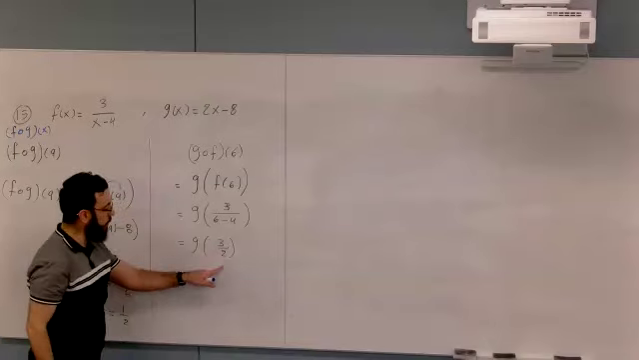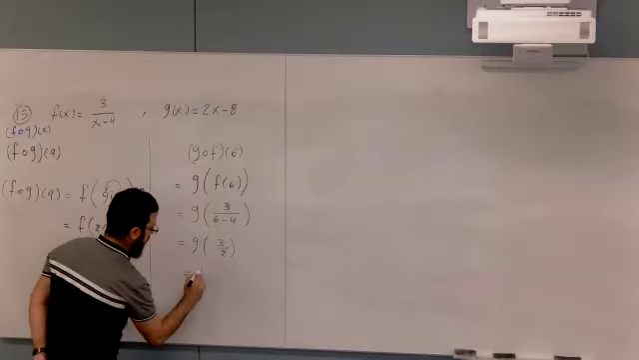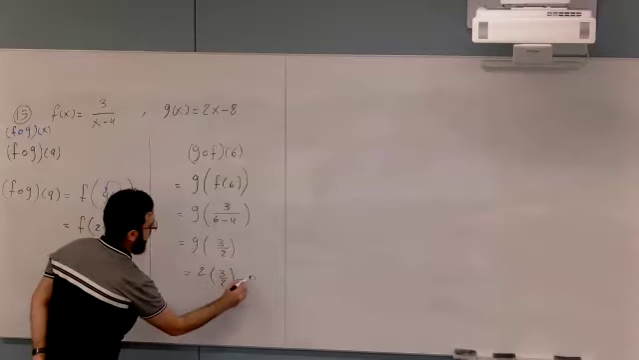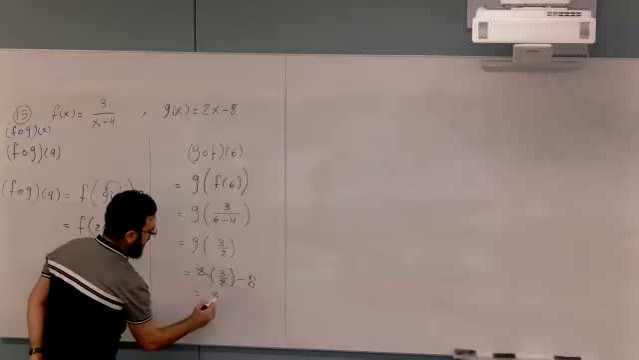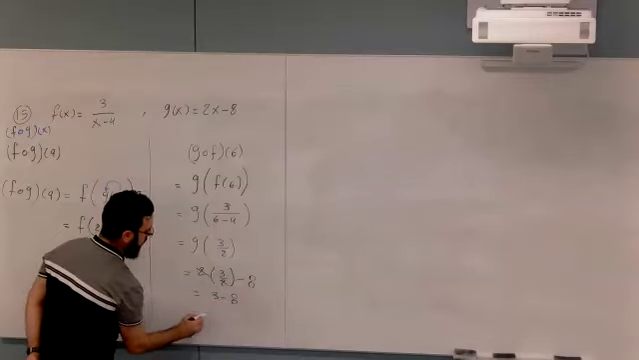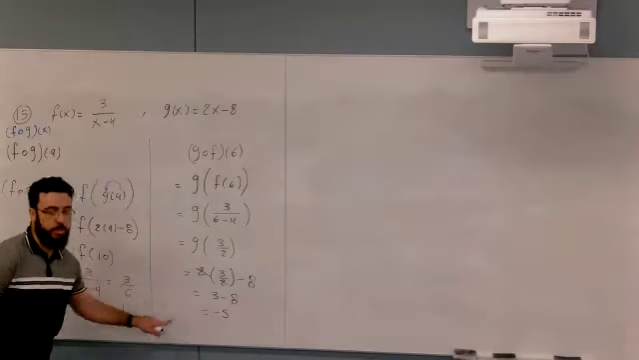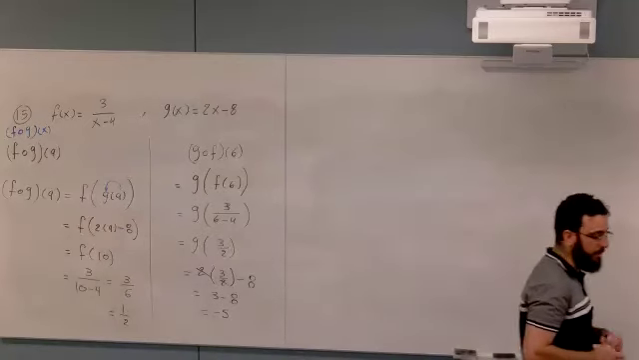Now I'm gonna plug in 3 over 2 where? The G function, which is here. So it'll be 2 times 3 over 2 minus 8. Can I cancel 2 with the 2? The left is 3 minus 8, which is equal to negative 5. See, we have different solutions. Is that okay? Kind of easier.